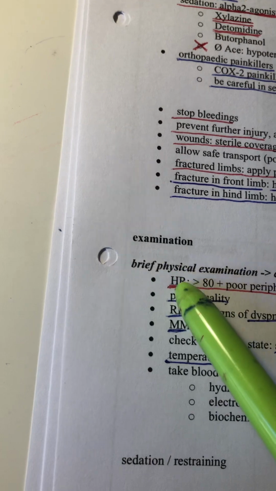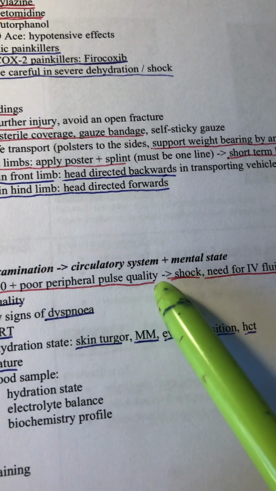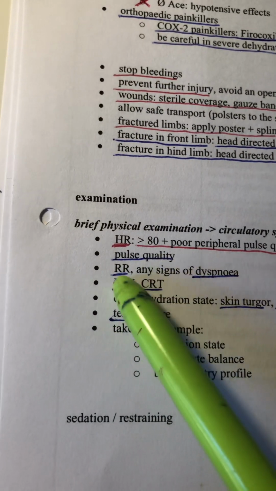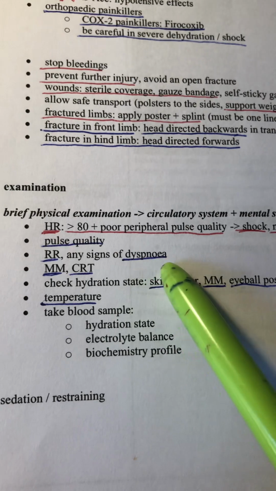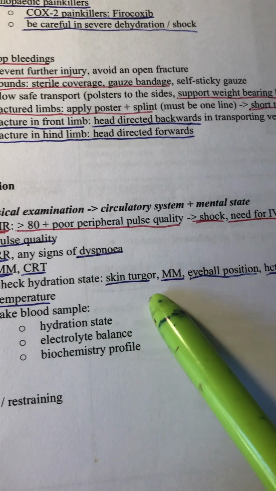So, examination. If the heart rate is above 80 and there's poor peripheral pulse quality, the animal could be in shock and it needs IV fluid support. And check the pulse quality, the respiratory rate, check for the signs of dyspnea, check the mucous membranes and the capillary refill time. Check the skin turgor, the mucous membranes, the eye position and the hematocrit and the temperature.